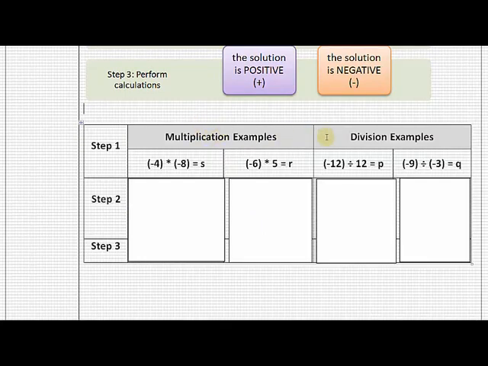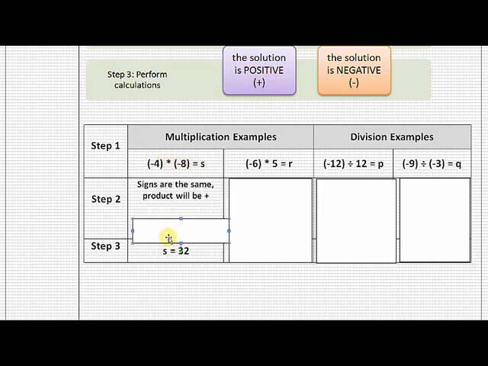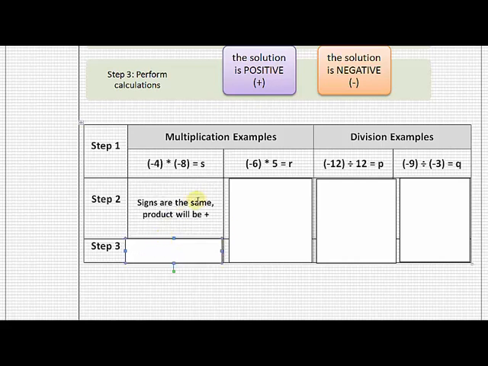Alright, so I have a couple multiplication and division examples for us today. In our first problem, we have -4 times -8 equals S. So we're trying to figure out what S is. Step 1, we want to notice our signs. They're both negative. And so we know that if the signs are the same, the product will be positive. So if we take -4 times -8, we should get positive 32. So S equals 32.